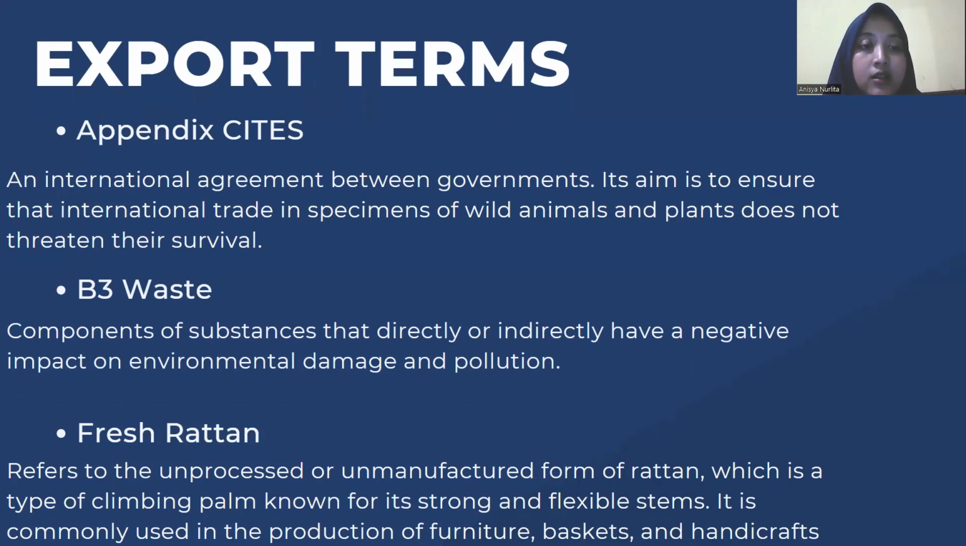Appendix CITES is an international agreement between governments, and it aims to ensure that international trade in specimens of wild animals and plants does not threaten their survival. So why is Appendix CITES used in the export terms? Because it is very relevant to the Indonesian customs rules.